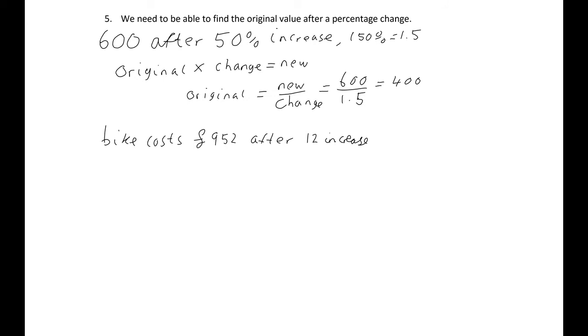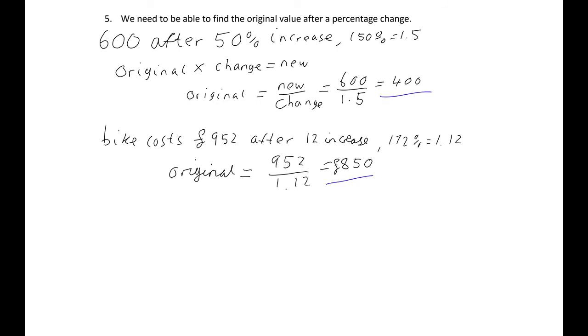Okay, so again we're looking for the original, and original equals new over change, so the original equals the new price, 952, over the change. Now it was a 12% increase. 12% increase is 112%, which is 1.12. So you divide 952 by 1.12, and that gives us 850 as our original. Okay.